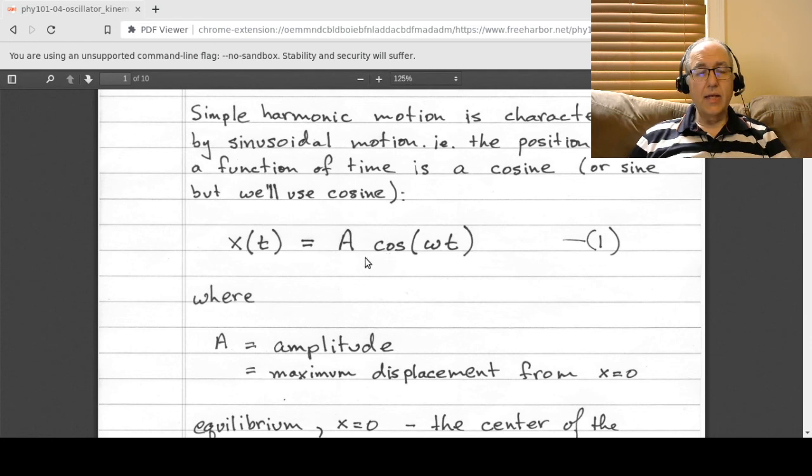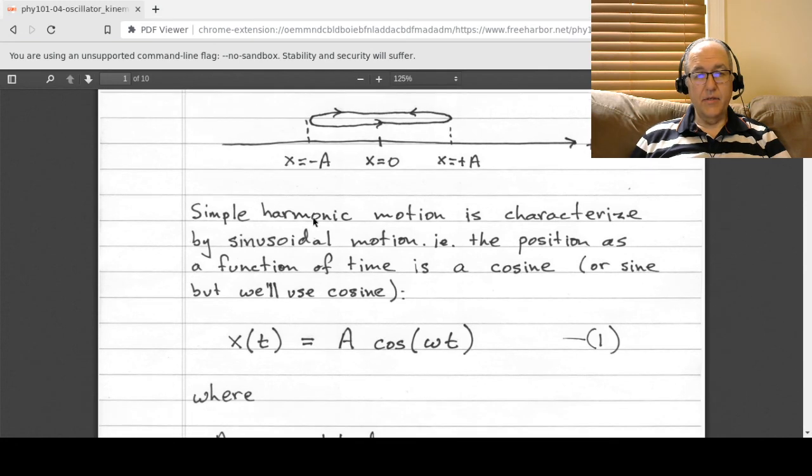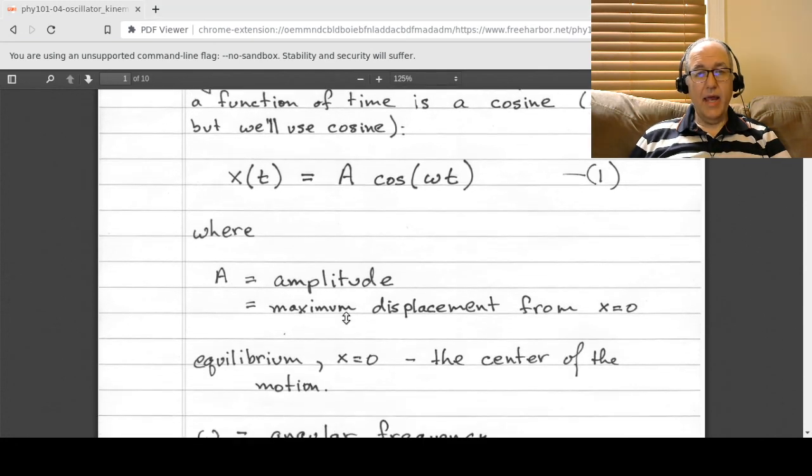And there's this capital A, and we already saw capital A. Capital A is called the amplitude, and it is the maximum displacement from x equals 0. If I scroll back up to that diagram for a second, you see here x is equal to 0, which is the middle of the motion. And you'll notice that the maximum that the oscillator will move to the left or to the right is x equals plus A, or x equals minus A on the other side like that. And that's the amplitude.